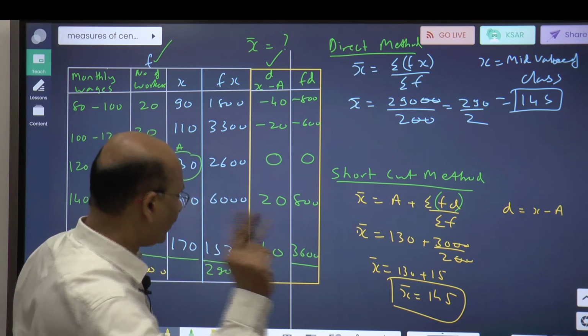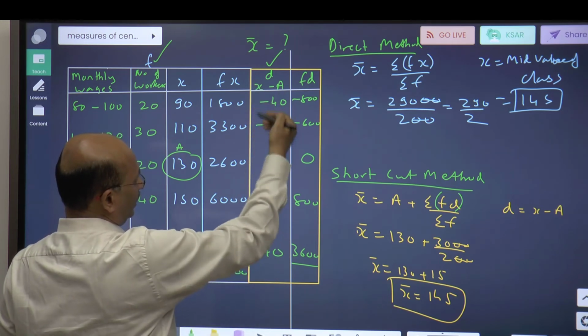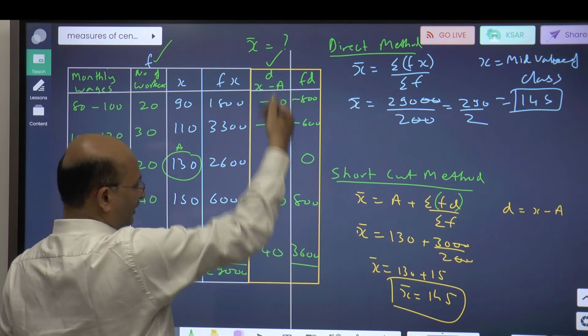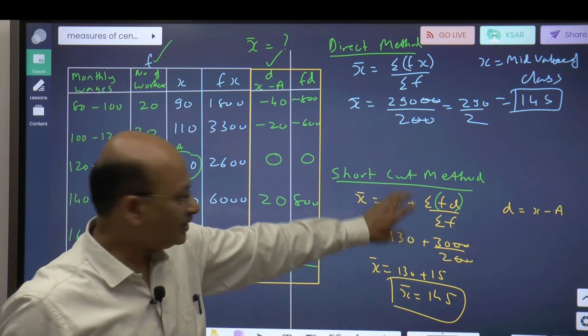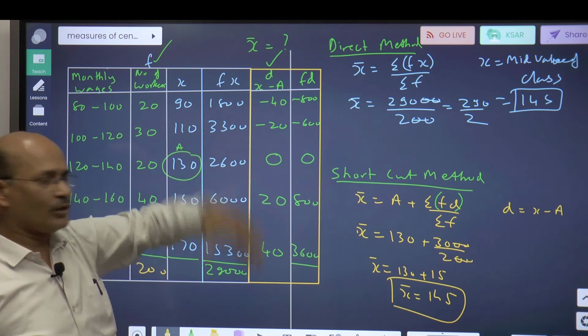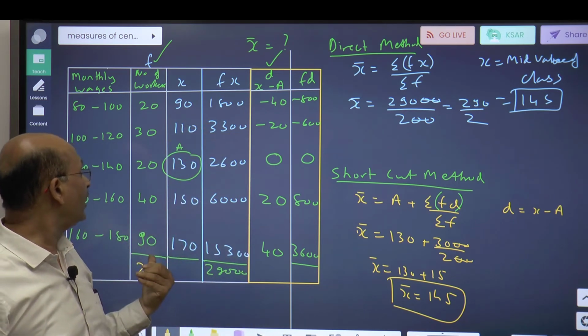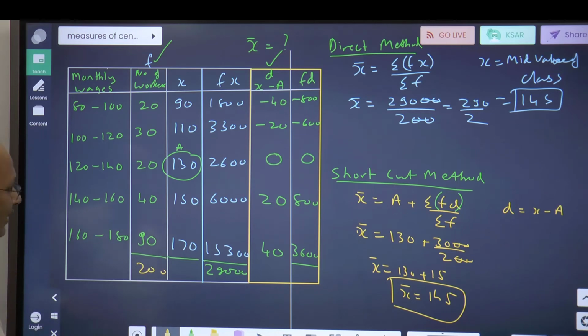Now hold your breath. What is step deviation method? As you can divide by 20, I will say let h be 20 and then work out. So the formula slightly changes. It is the same formula, but the calculation becomes easier. If you want, I can take the same question there. Let us do that, okay, same question I will take out if you want.